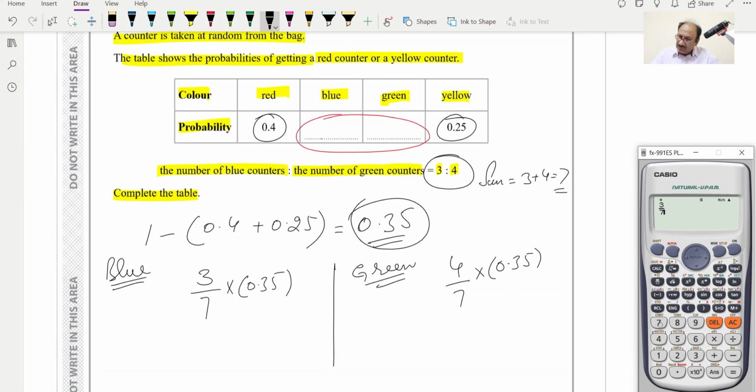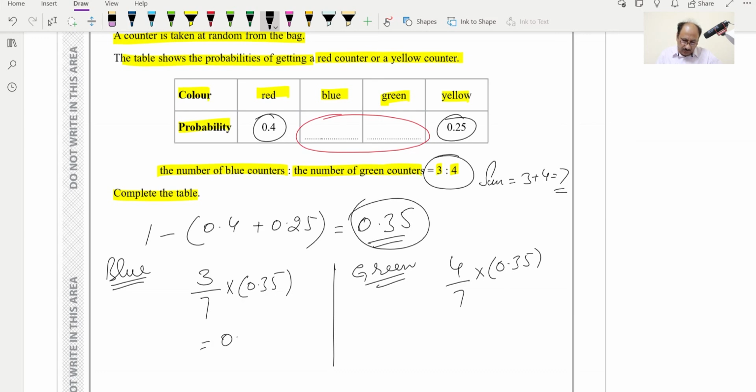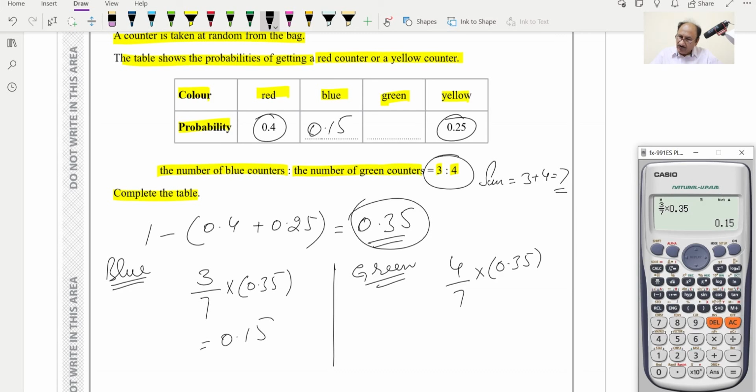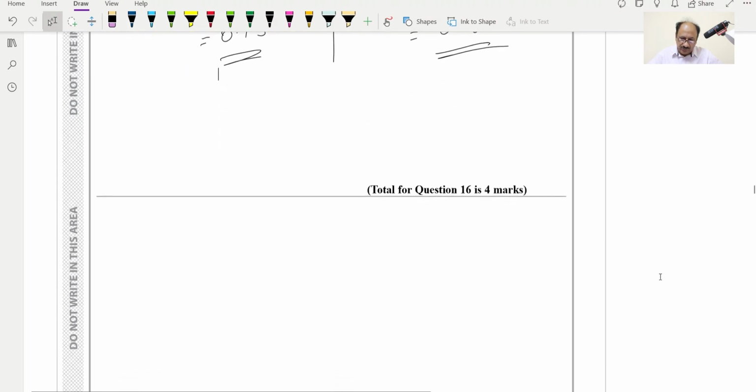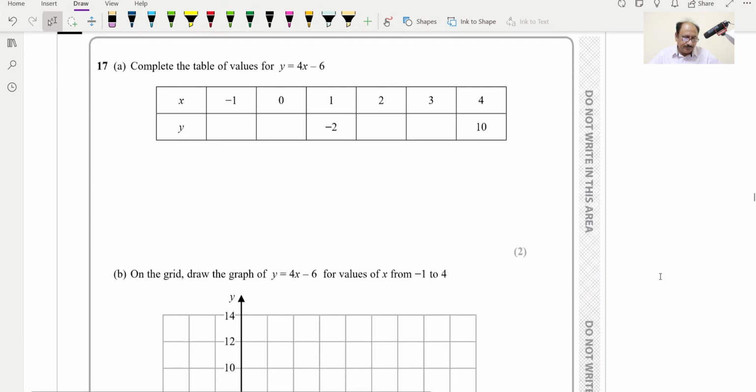So 3 over 7 of 0.35 will be equal to 0.15. So 0.15 will be for the blue, and similarly we can calculate for this one. We will be changing 3 to 4 over here, and we will get the answer 1 over 5, which we can write as 0.2. So 0.2 will be over here as well. So these will be the required probabilities which we have done, and this was a 4-mark question.